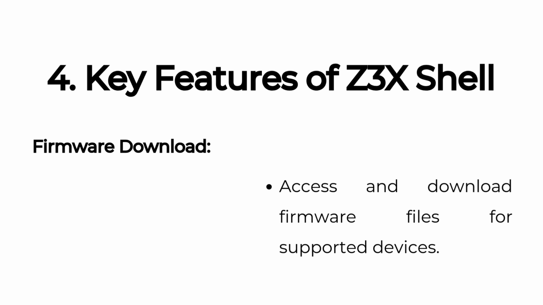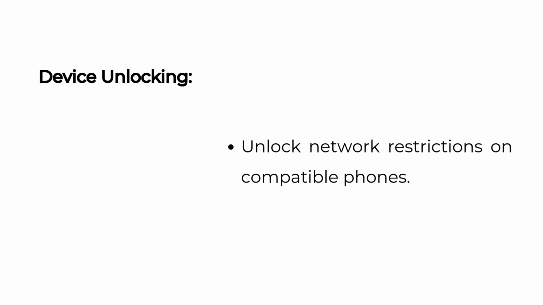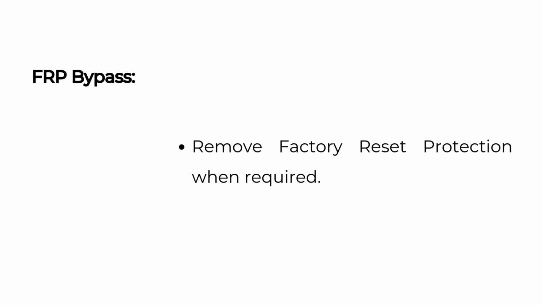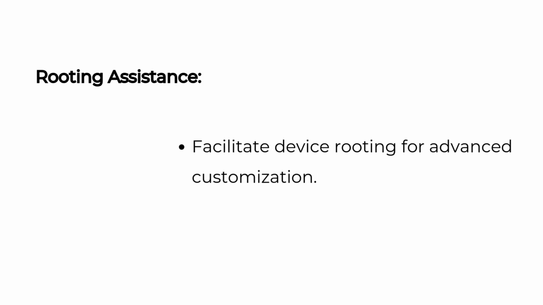4. Key features of Z3X Shell. Firmware download: access and download firmware files for supported devices. Device unlocking: unlock network restrictions on compatible phones. IMEI repair: fix corrupted or invalid IMEI numbers. FRP bypass: remove factory reset protection when required. Rooting assistance: facilitate device rooting for advanced customization.